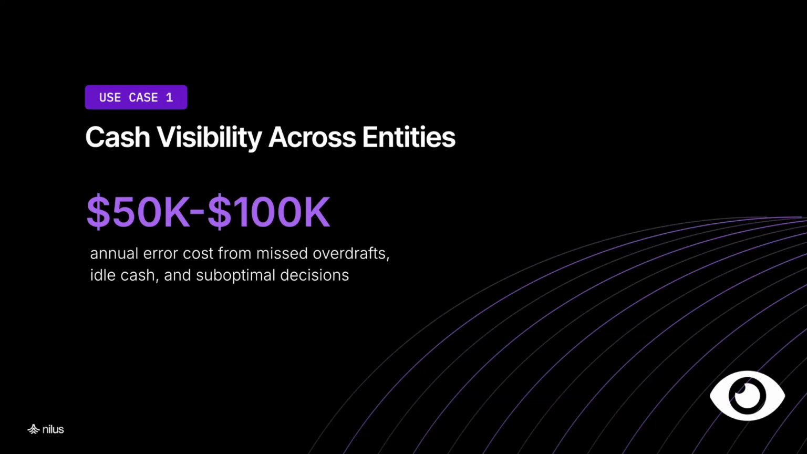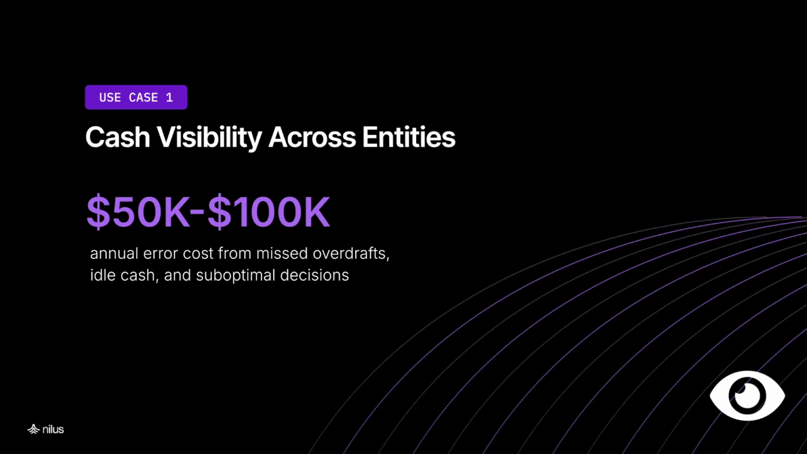Right now we'll talk about the first use case, and this is the foundation of everything else that we're going to be talking about today, which is cash visibility across entities. If you don't know your consolidated cash position in real time, every other decision that you make, whether it's forecasting, investing, funding payroll, etc., is based on stale data. And the cost of getting it wrong is not trivial.